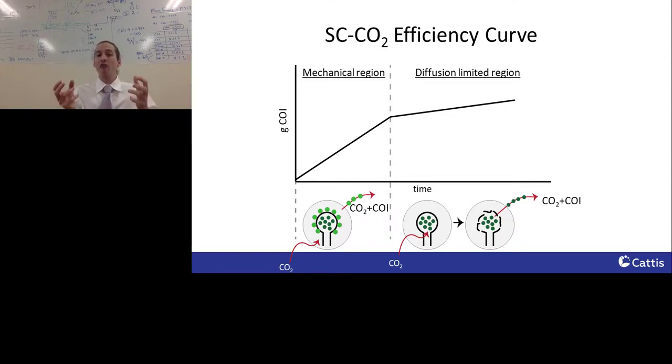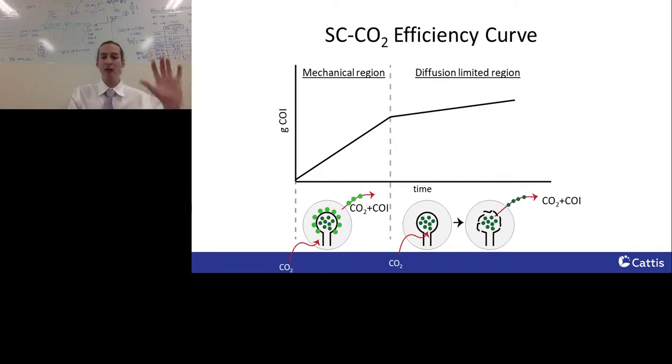And during our mechanical region of extraction, those trichomes are liberated from the flower, and they're available for the CO2 to basically pick it up and transport it into our extraction vessel, right? After the mechanical region, the extraction gets a little bit tougher, and we enter the diffusion limited region, where solubility really has to happen. The CO2 has to come in, has to cleave that trichome, and then once it cleaves the trichome, it's able to transport the contents of that trichome from the flower into our collection chamber.